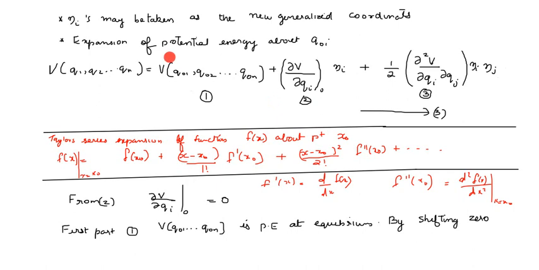ഇനി ഫസ്റ്റ് പാർട്ട് ഉണ്ട്. ഫസ്റ്റ് പാർട്ട് നമുക്ക് വി ക്യാൻ ഷിഫ്റ്റ് ദാറ്റ് ഇക്വിലിബ്രിയം പൊട്ടൻഷ്യൽ എനർജി മിനിമം വാല്യൂ അല്ലെങ്കിൽ മാക്സിമം വാല്യൂ അത് നമുക്ക് സീറോയിലേക്ക് ഷിഫ്റ്റ് ചെയ്യാം. മിനിമം വാല്യൂ സീറോ ആയിട്ട് എടുക്കാം. It is a constant. We can take it as 0. Then അപ്പോൾ ഈ രണ്ട് ടേംസ് ഫസ്റ്റ് ടേമും സെക്കൻഡ് ടേമും സീറോ ആണ്. Then the only term remaining will be half dou square v by dou qi dou qj eta i eta j.